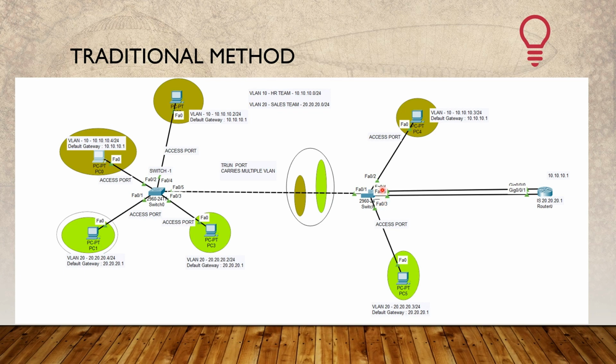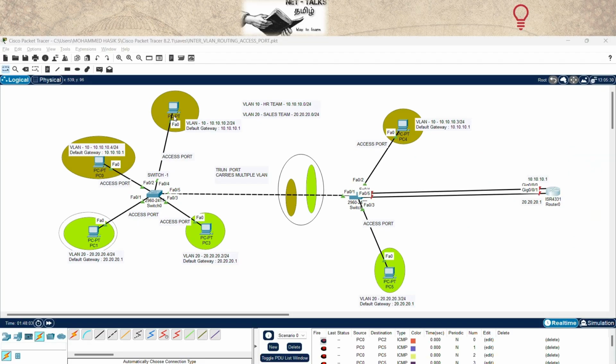FA0/4 will be enabled with access VLAN 10. FA0/5 will be enabled with access VLAN 20. This is the traditional method. This method is only for understanding the traditional method of inter-VLAN routing. Let's discuss it in a live scenario with this lab.